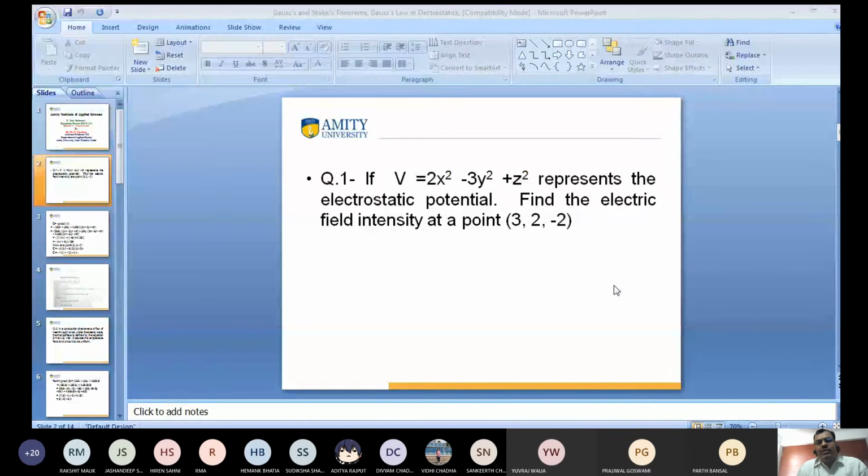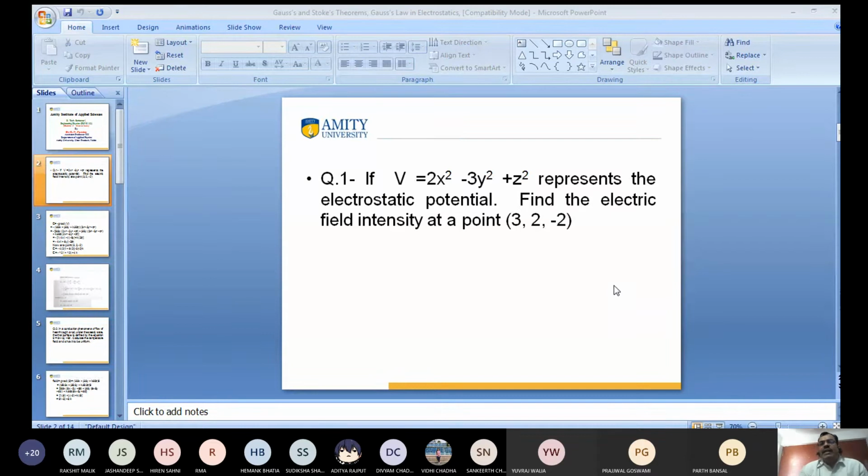Hello, do you get my point? Yes, sir. The question is that potential is given. Now you calculate the electric field. This is a very important question. So you know electric field is equal to minus gradient of V. So you calculate the value of E is equal to minus del V. Del is i del upon del x plus j del upon del y plus k del upon del z into V. V means potential.